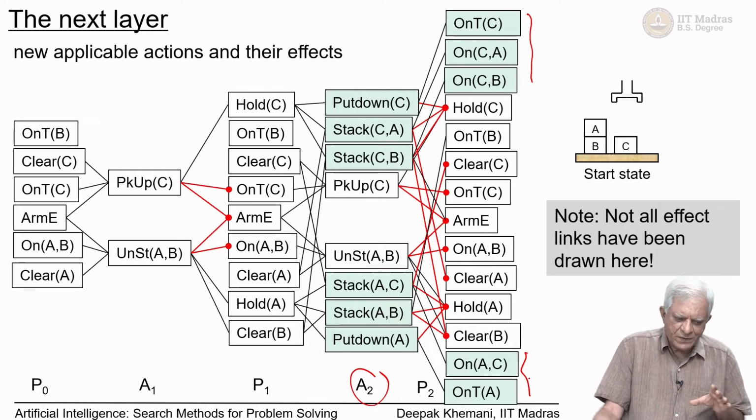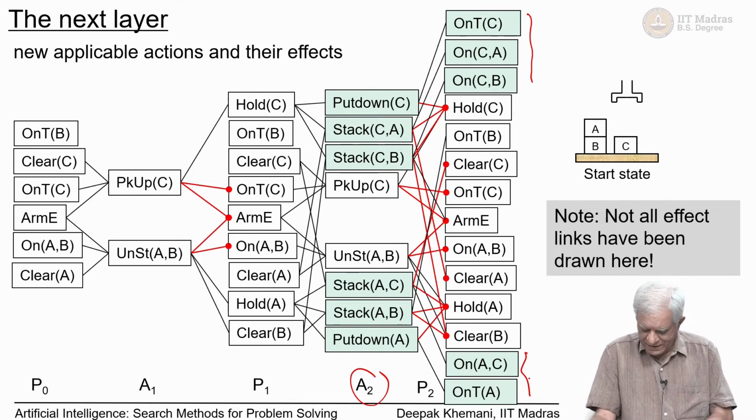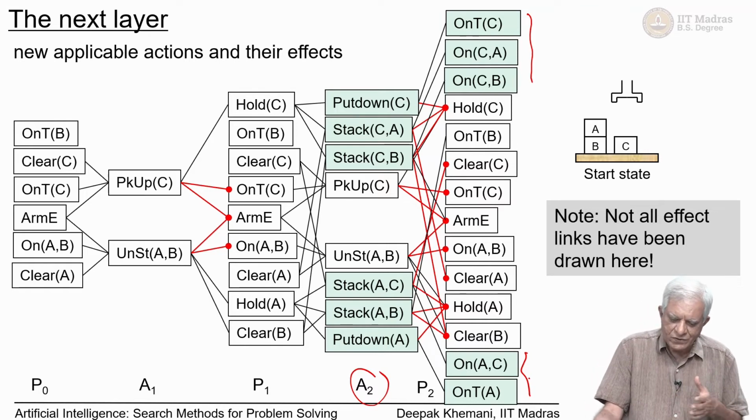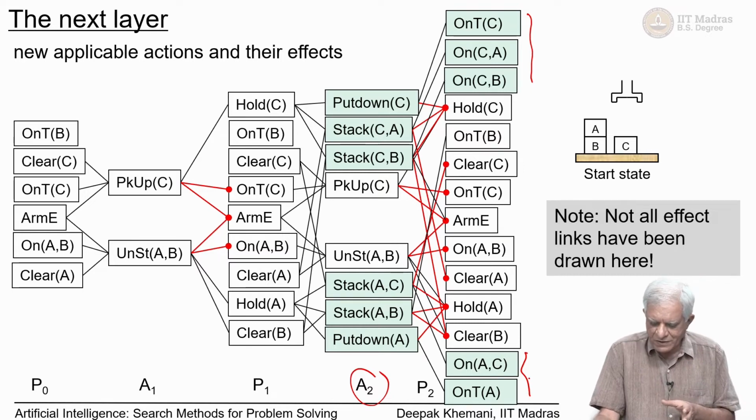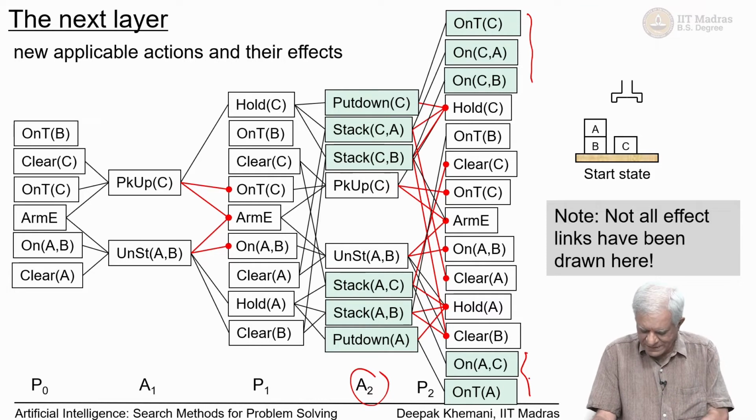The important thing to observe is that the action layers and the proposition layers grow monotonically as the planning graph is grown. How is it grown? You start with P0, then you fill up A1, then you fill up P1, then you fill up A2, then you fill up P2, and the elements in all these layers grow monotonically.